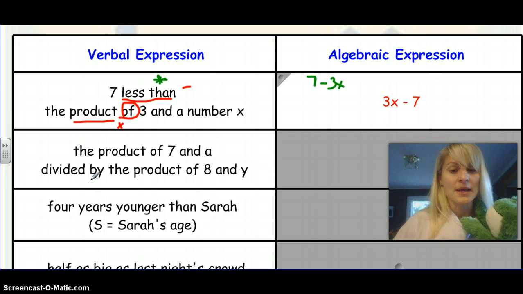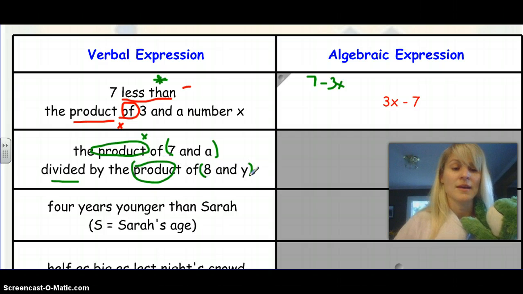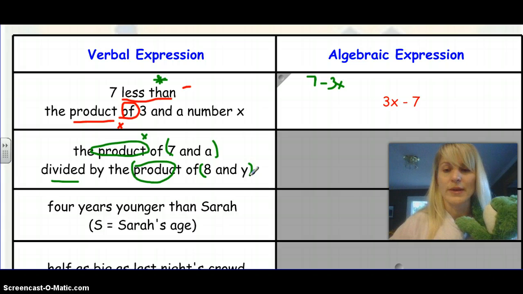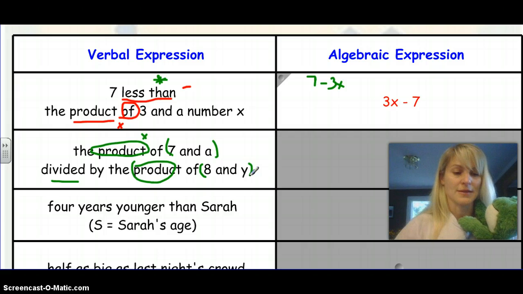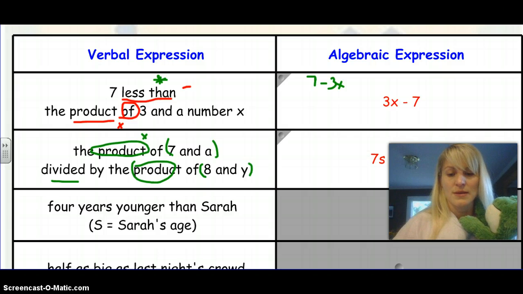Here we have the product of 7 and a divided by the product of 8 and y. So again, product tells me I'm going to multiply. I'm going to multiply 7 and a. Then it says divided by the product, again, multiplication of 8 and y. So see if you can get this answered. Pause the video and see if you can write the expression down, the way that would look like, and see if you can get it right. Okay. If you did it right, this should be the product of 7 and a, divided by 8y. Oops, I made a mistake here. And also, most of the time, you will see it written like this: the product of 7a divided by the product of 8 and y. Okay, so this is most often you will see it this way.